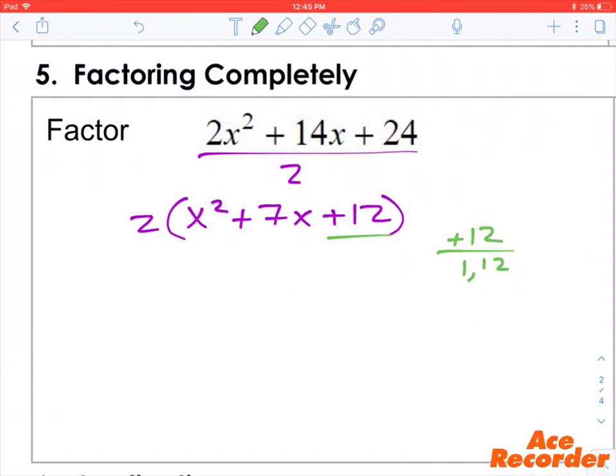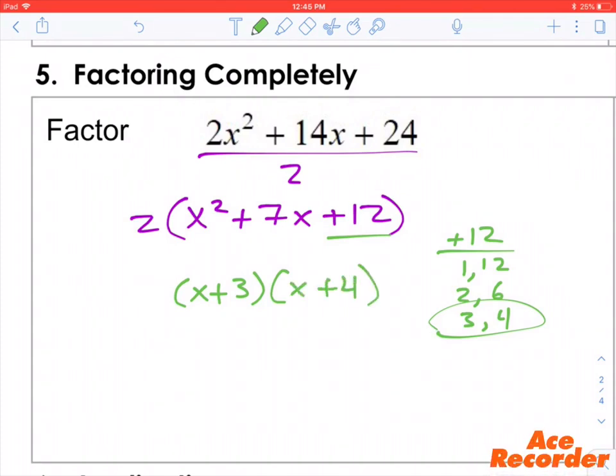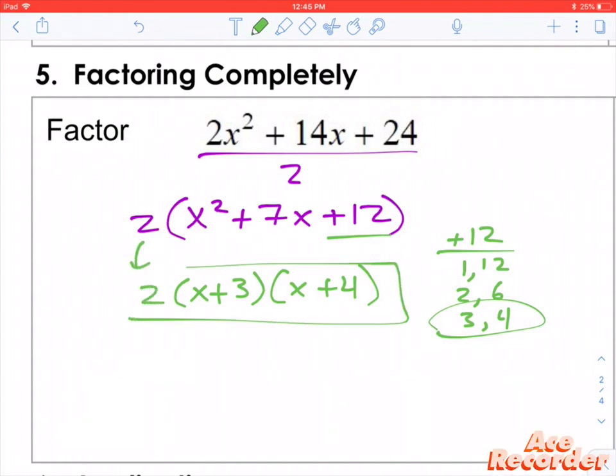So 1 and 12, 2 and 6, 3 and 4. 3 plus 4 is 7. So x plus 3, x plus 4. And again, this is not your answer because I have to bring down the GCF, and now we're done. So don't forget about the GCF if you had one at the beginning. Okay?